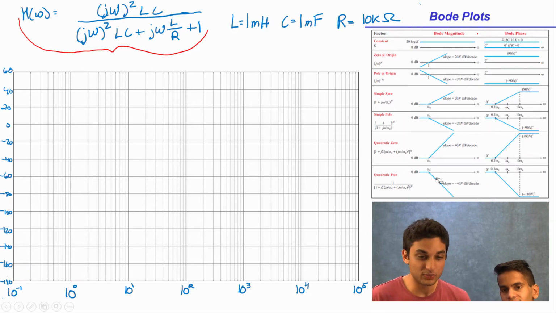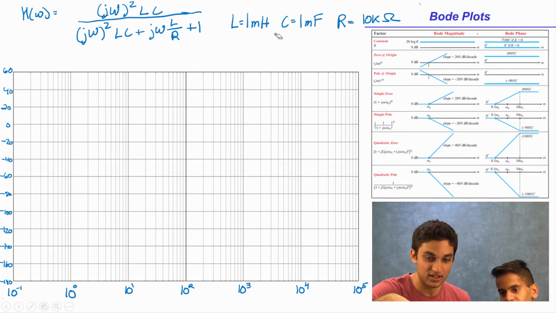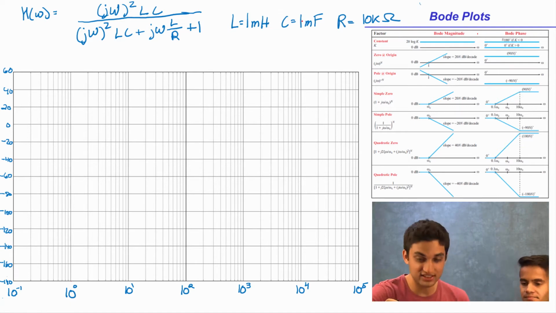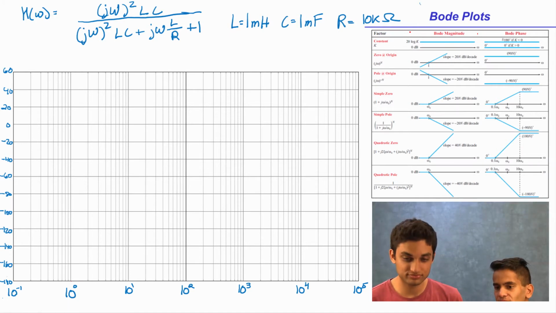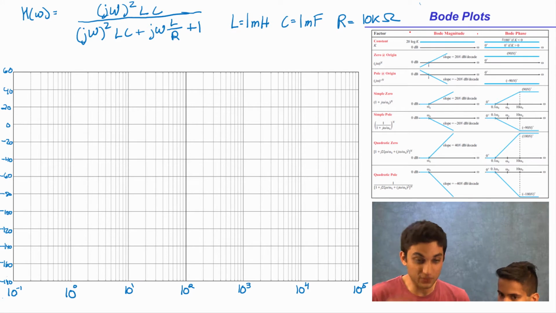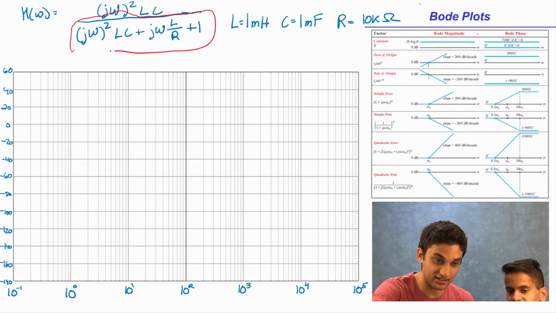Cool. So if you're drawing a Bode plot, we obviously need values. So we've provided some here that conveniently work out for the range of numbers that we've given here and here. So L is 1 millihenry, C is 1 millifarad, and R is 10 kilo ohms. Just as a reminder, milli is 10 to the negative 3 and kilo is 10 to the third. Cool. So the first thing we're going to try and do when trying to make this Bode plot is to look at this term down here. You can look at the numerator first, it doesn't matter, but we're going to start with the denominator.